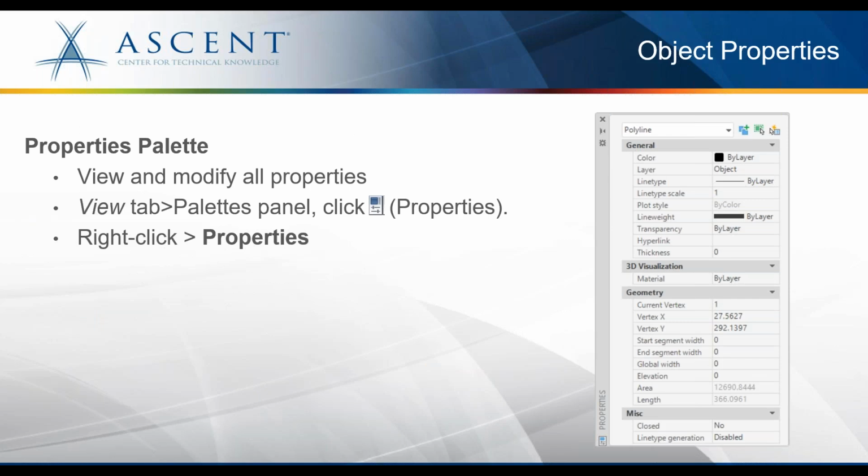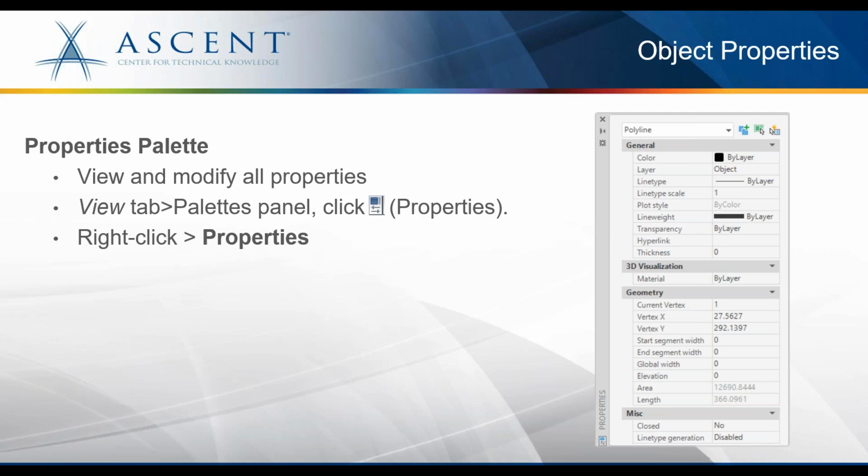Let's talk about the properties palette. The properties palette is a powerful tool that provides detailed information about selected objects and allows us to modify a wide range of properties, such as general properties like color, layer, line type, and then it also gives you the geometrical properties. Knowing how to use this palette effectively can enhance your productivity and precision when working on design projects.